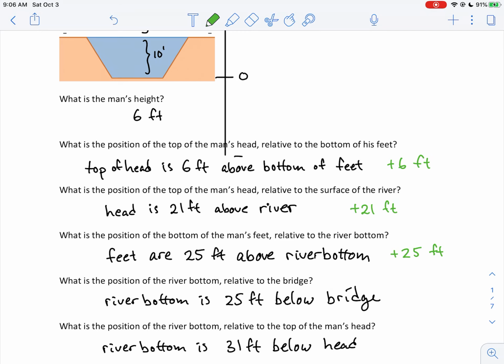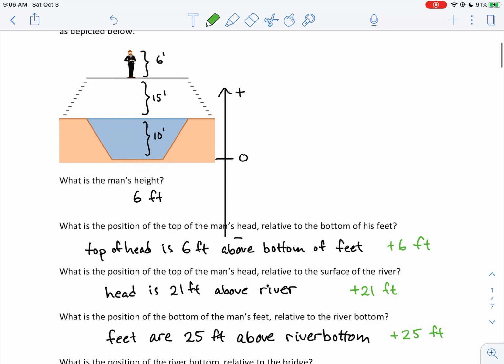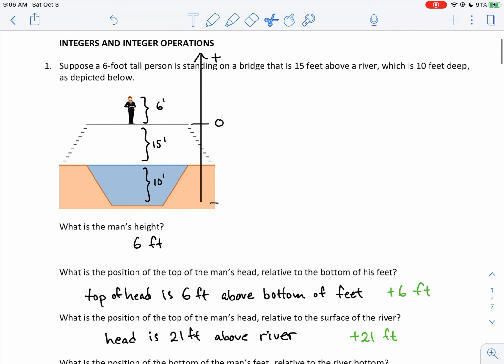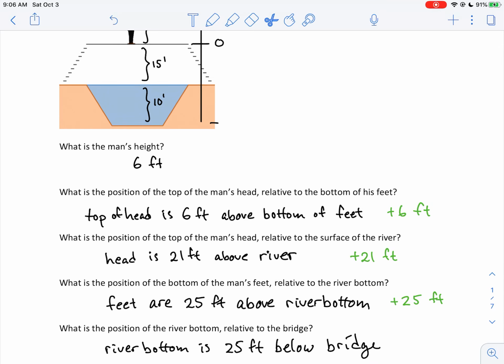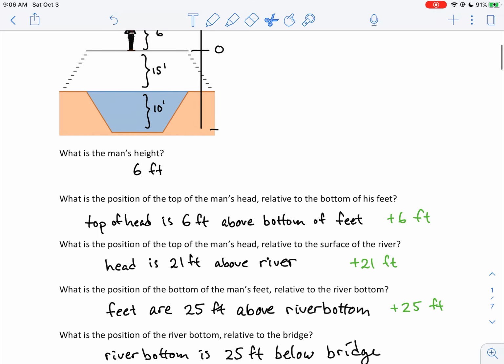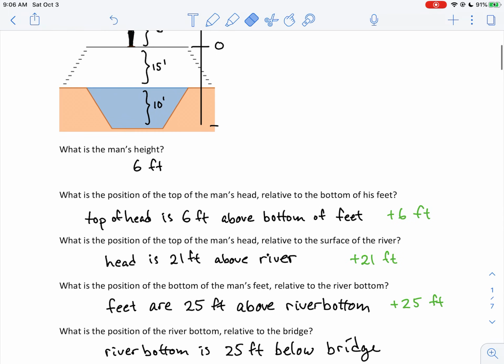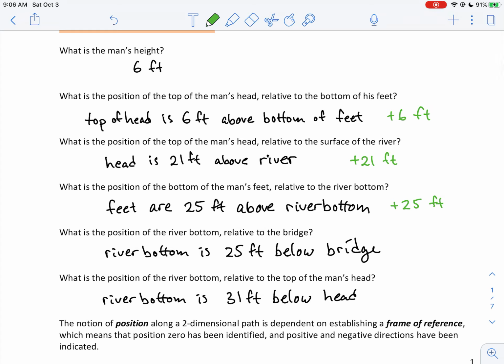What is the position of the river bottom relative to the bridge? Once again, I'll move my frame of reference relative to the bridge right there. The river bottom is at a position that is 25 feet below, so it's at this height. So that's at a negative 25 position. The negative indicates the direction, 25 feet away from 0, but below. So using an integer, I would write negative 25 feet.